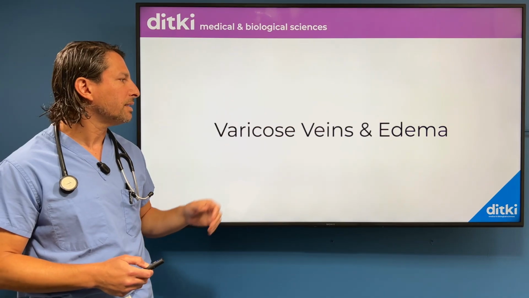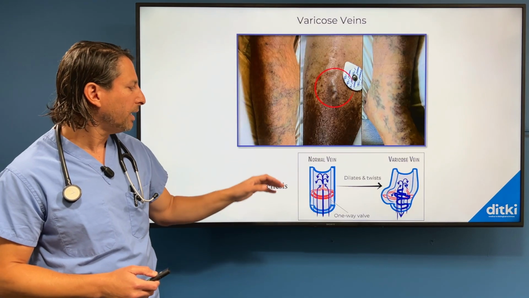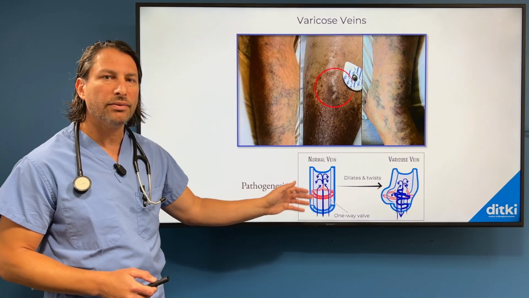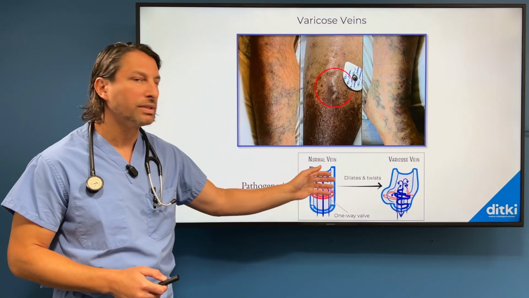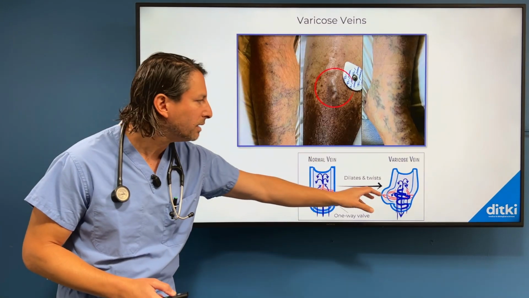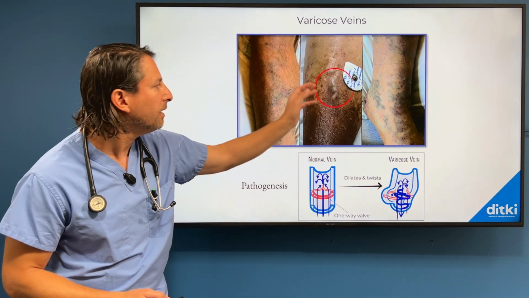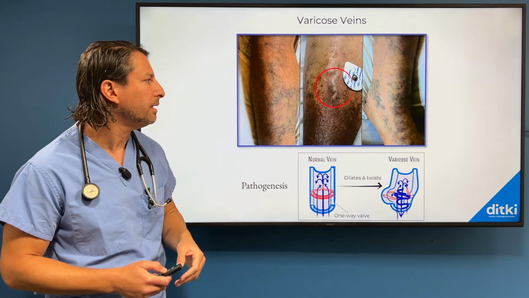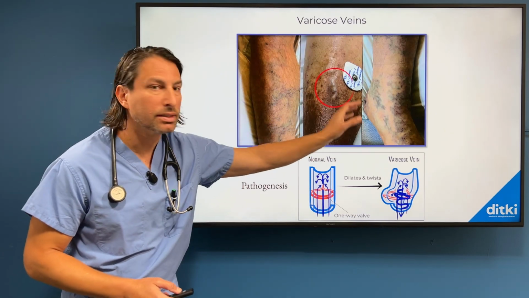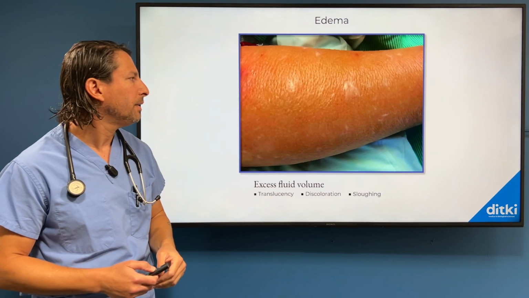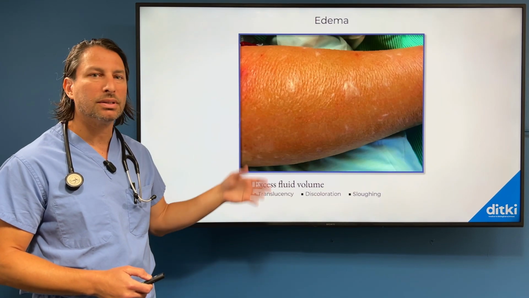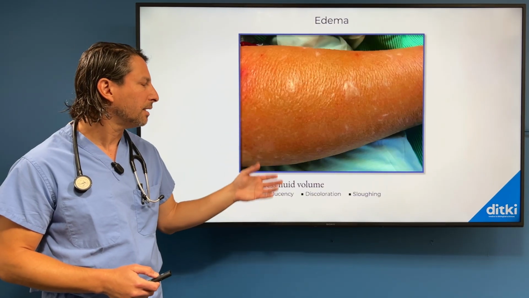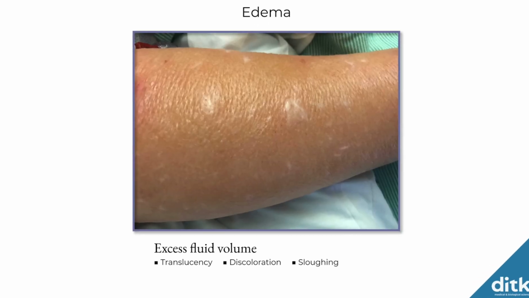So varicose veins and edema. Varicose vein, normally the vein has this nice one-way valve with good flow, but over time this can dilate and twist and develop this varicosity. We can see this varicosity right here, and these are all changes from varicose veins. Finally, peripheral edema, excess fluid volume, there's this translucency, this discoloration, and you can have skin sloughing.